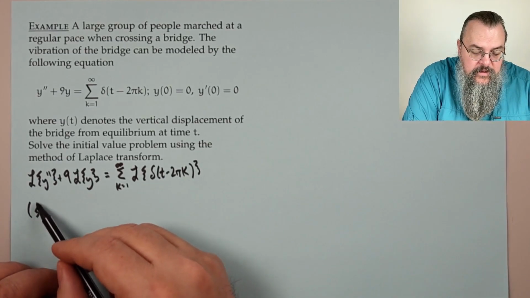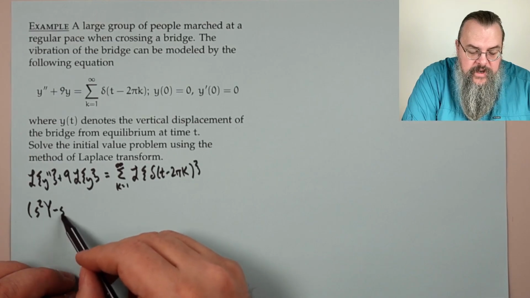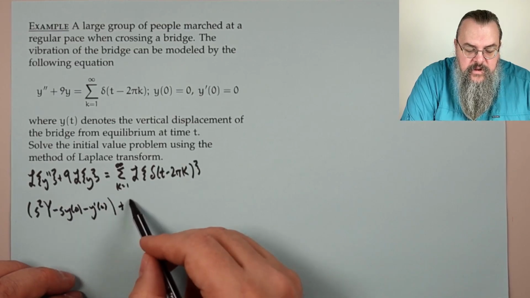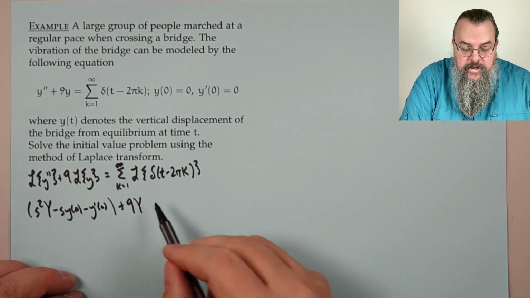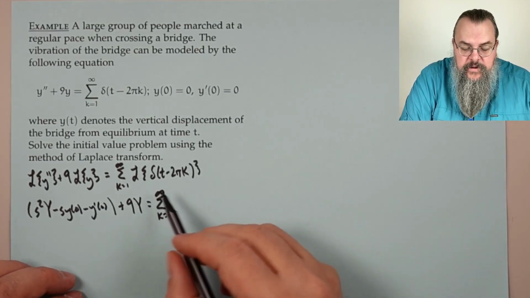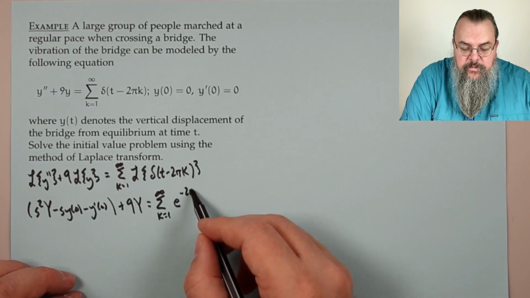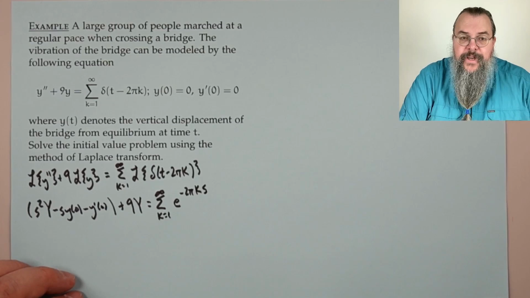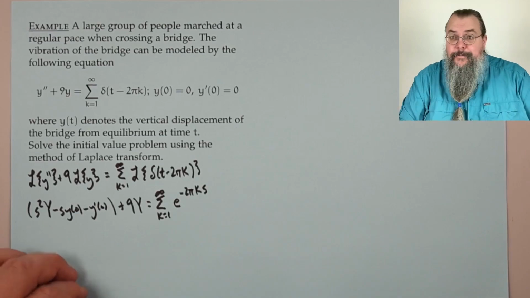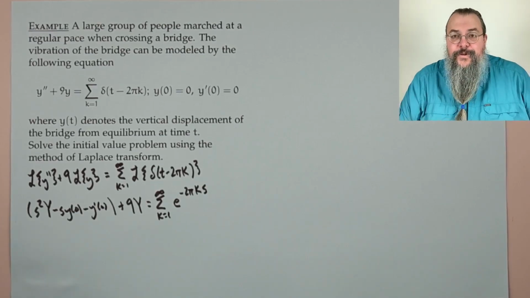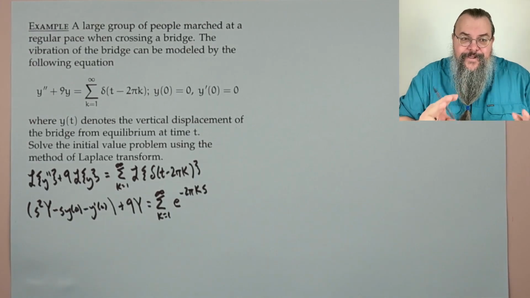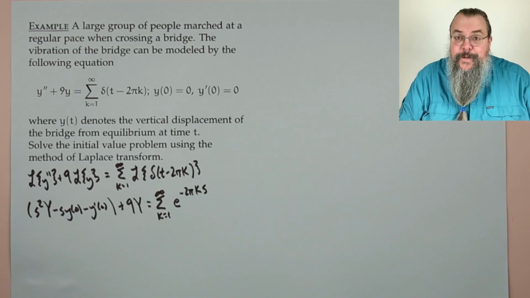Well, we have s squared capital Y minus s y 0 minus y prime 0 plus 9 capital Y is equal to the sum, k equals 1 to infinity, of e to the minus 2 pi k s. All right, don't try to simplify this. We'll just leave it here. In other words, don't be like, aha, I'm going to write this sum and use that. I know what a sum is, you know. It's a geometric series, and no, leave it like this. It's going to be easier for us for what's about to happen.